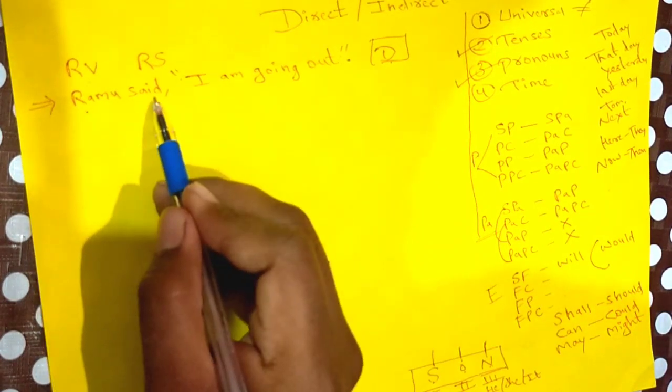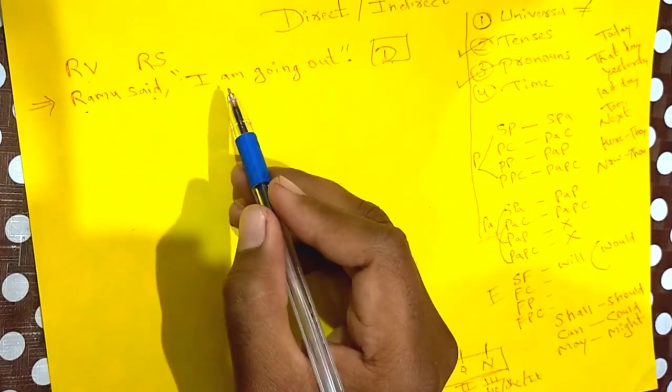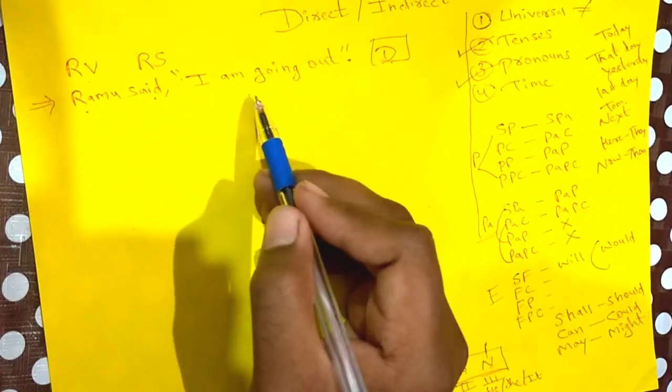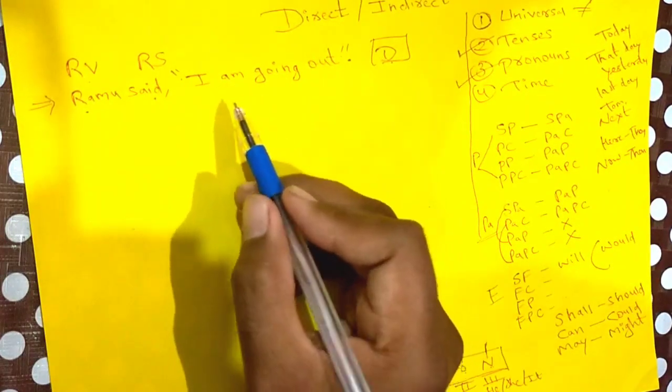Here is written: Ramu said, "I am going out." First of all, we need to recognize the tense. I am going out, which tense is it? Can you find out what tense this is? Obviously this is present continuous. What does the rule say? The rule says present continuous will change into past continuous.